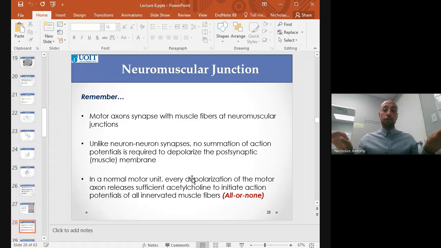So then our peripheral nerves, we're going distally. Remember, they have motor, sensory, and autonomic, right? They're going distally. Now, when it gets to the muscles, what happens at the muscles? There's a neuromuscular junction.